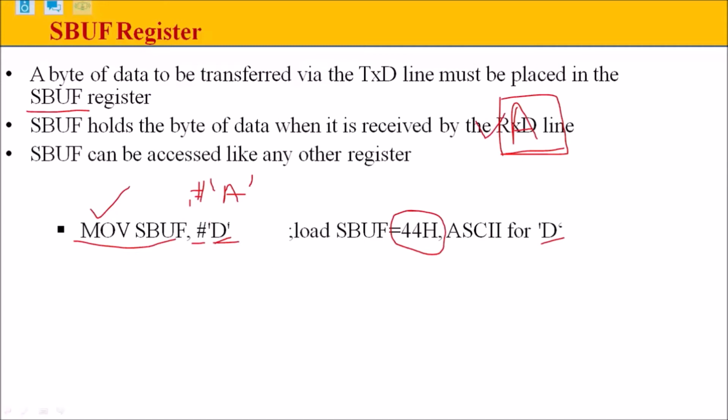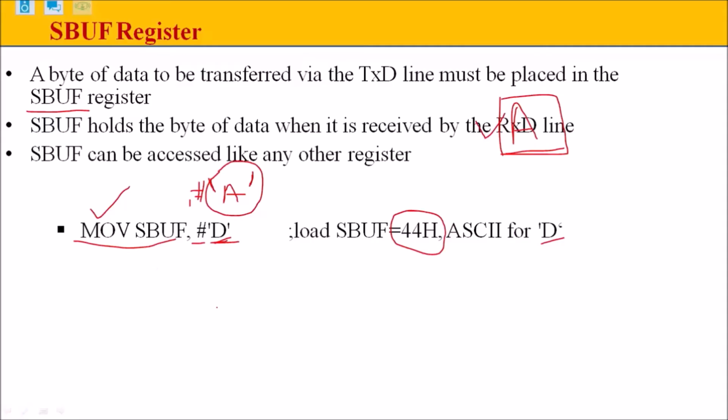Automatically, when you write a character in single quotes, the assembler will replace this character by its ASCII value. But remember that the character should be written in single quotes. Then only the assembler will understand that you want to store the ASCII value of the character. So when we execute this instruction, 44H, which is the ASCII value of character D, will be stored in the SBUF register.